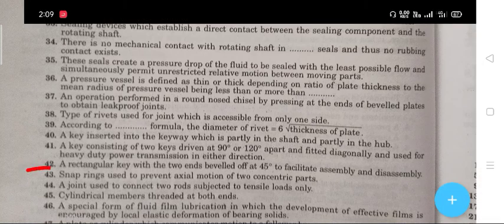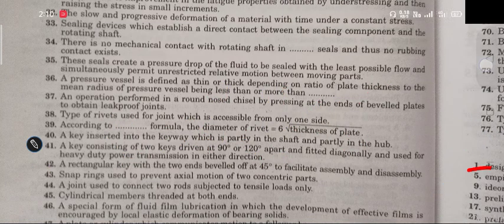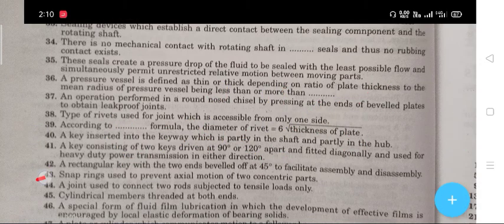A rectangular key with the two ends beveled off at 45 degree to facilitate assembly and disassembly. Right answer is Barth key. Next question, question number 43.